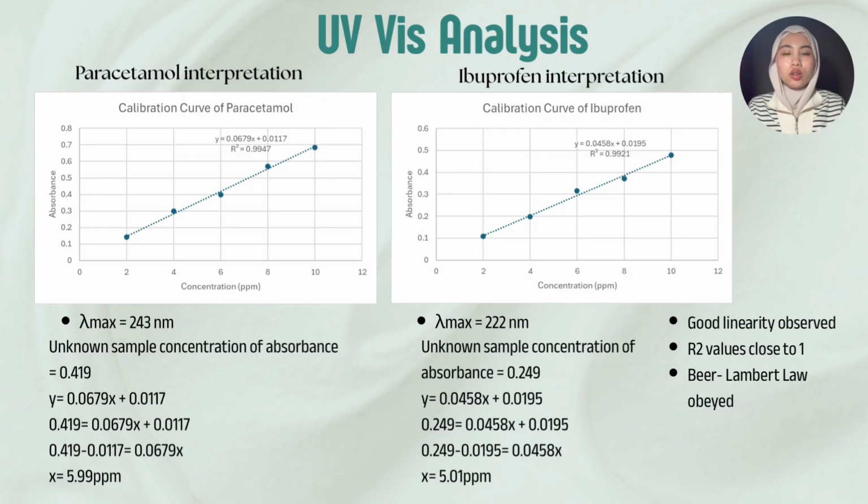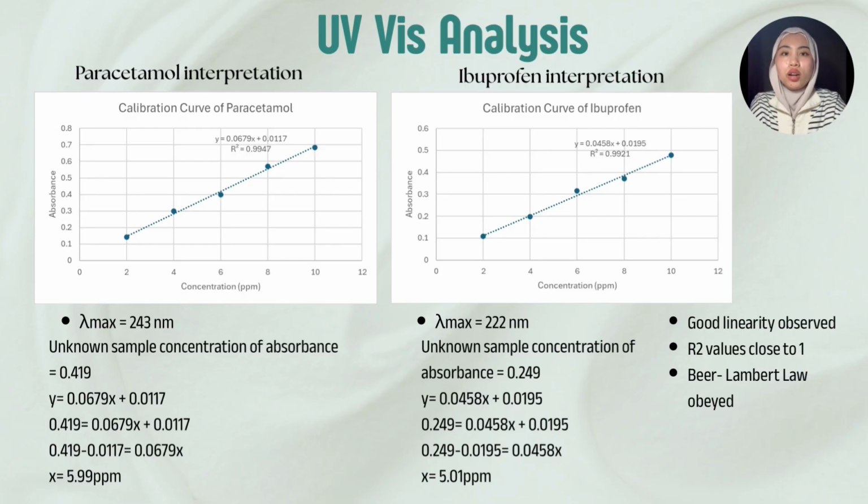These values are important because they represent the wavelength where the compounds absorb light most strongly. Different maximum absorption values occur due to the difference in molecular structure and chromophoric groups present in each drug compound. The absorbance values recorded at the maximum wavelength were then used to construct the calibration curve. For paracetamol, the calibration curve produced the regression equation y = 0.0679x + 0.0117 with an R-squared value of 0.9947. For ibuprofen, the calibration equation obtained was y = 0.0458x + 0.0195 with an R-squared value of 0.9921.